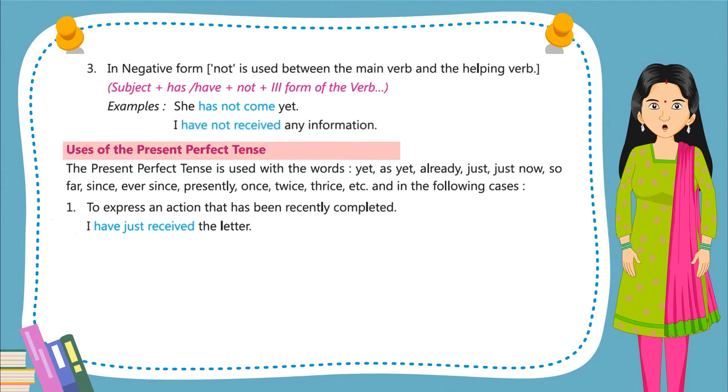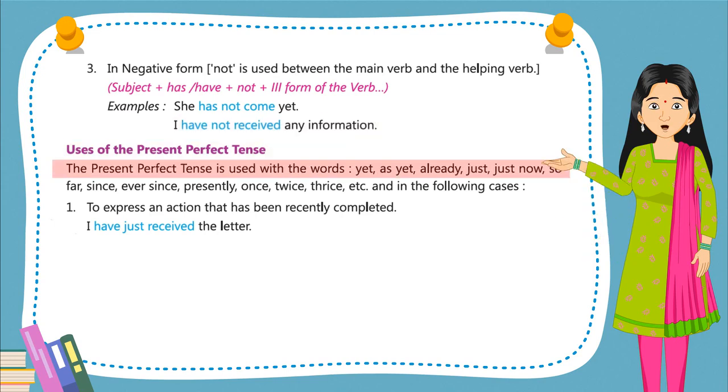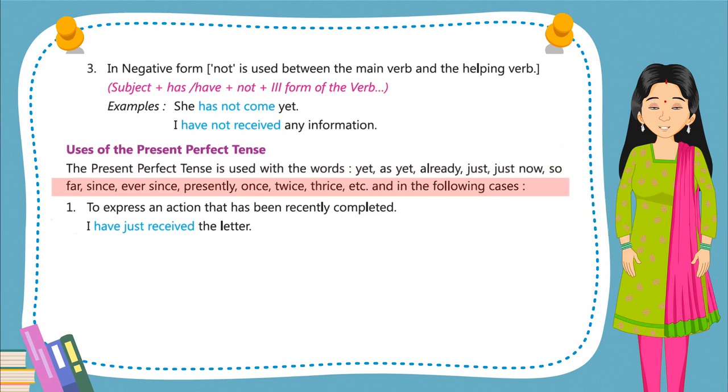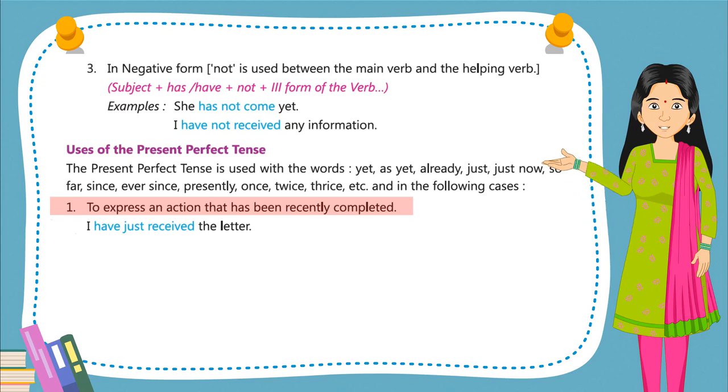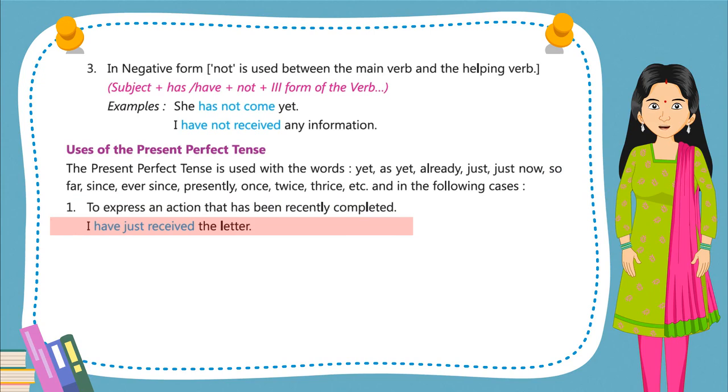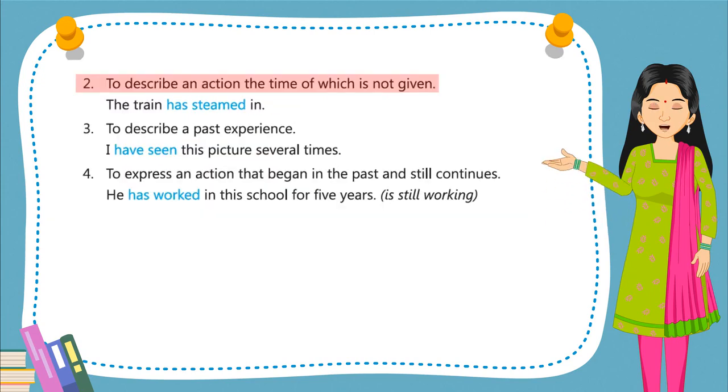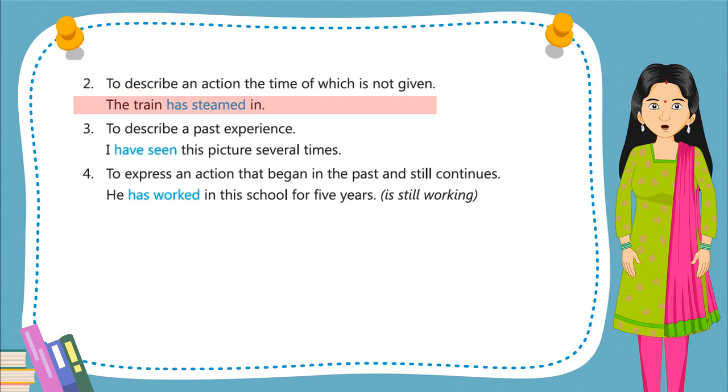Uses of the present perfect tense. The present perfect tense is used with the words yet, as yet, already, just now, so far, since, ever since, presently, once, twice, thrice, etc. and in the following cases. 1. To express an action that has been recently completed. I have just received the letter. 2. To describe an action the time of which is not given. The train has steamed in.